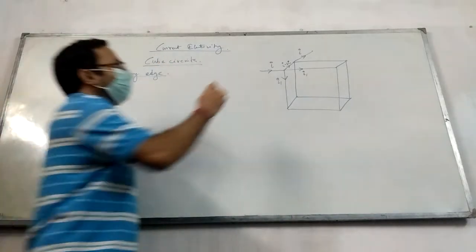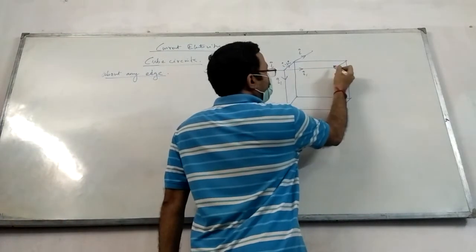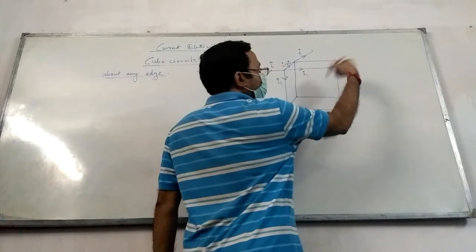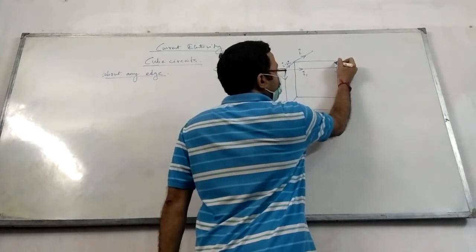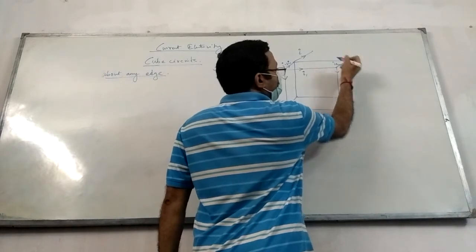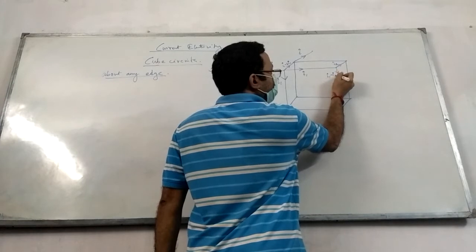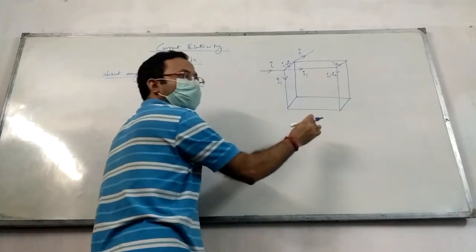But if you want to go for the other parts, then I1 comes over here and obviously splits into two different parts, and they are not symmetric. So let us consider this as I2. Then obviously this arm will have I1 minus I2, right?